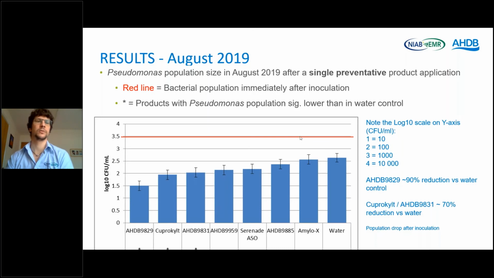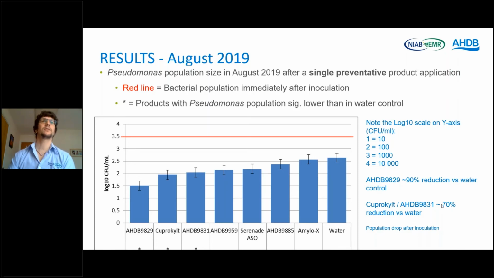The bacterial concentration here is 10 times lower, which means that this product has reduced the population with just one preventative spray by about 90%, while these two, which have a star under them signifying that the difference versus control was significant, don't look very different when you just look at the graph, but they actually reduced the population size by about 70% with just one preventative spray.